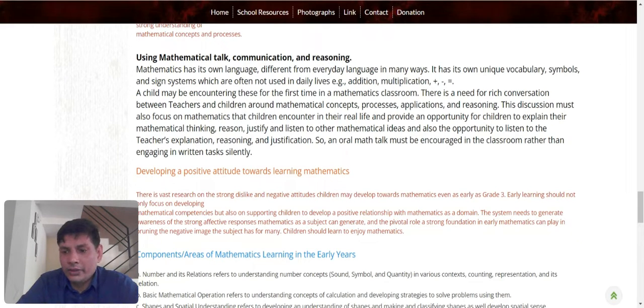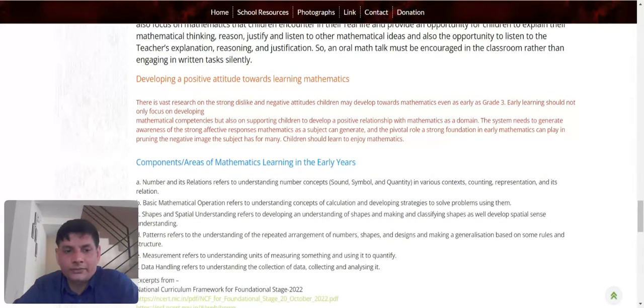More often we fail to do, and that is more crucial when we talk about teaching mathematics at the foundational stage, that is developing a positive attitude toward learning mathematics. There is vast research that strong dislike and negative attitude children may develop towards mathematics even as early as grade 3. Early learning should not be focused only on developing mathematical competency, but also on supporting children to develop a positive relationship with mathematics as a domain.